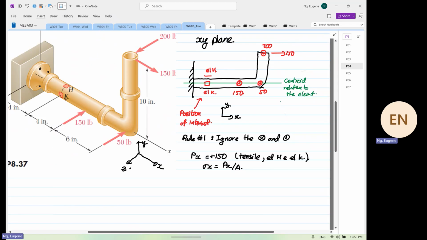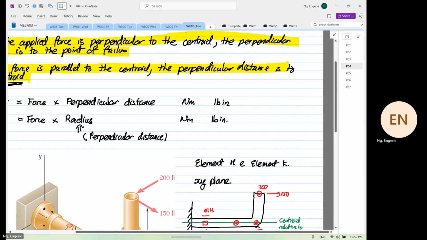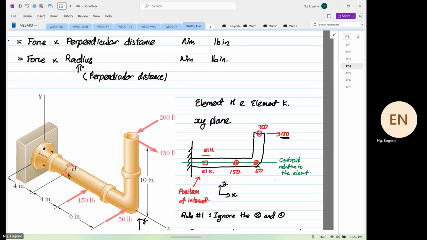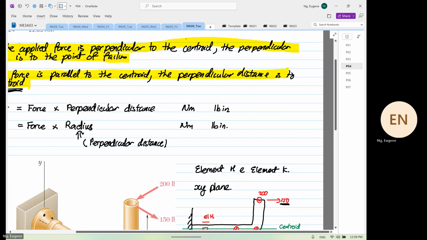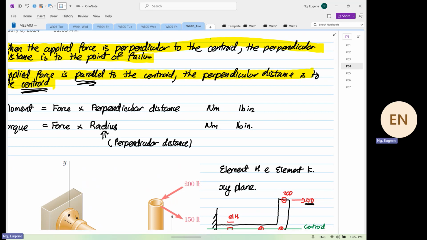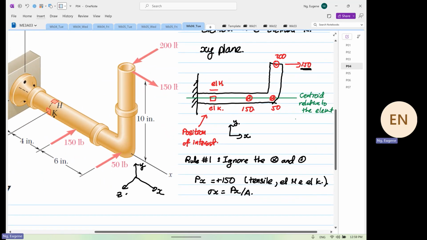Now, we are going to apply what we have learned earlier. If you look at the 150 over here, is it parallel to the centroid or perpendicular to the centroid that we've just drawn? Parallel, yes or no? So when the applied force is parallel to the centroid, the position is to the centroid.